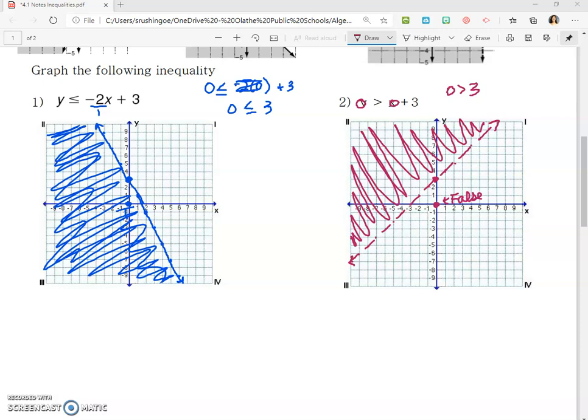Then I chose 0, 0, and I got 0 greater than 3. Well, that is false. 0 is not greater than 3. So if this is my false point, I don't want to shade where 0, 0 is, this side of the line. I want to shade on the other side. So that is the correct graph there.